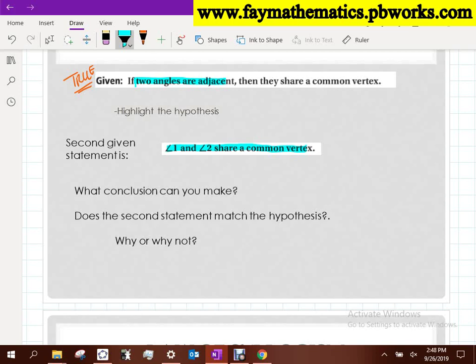So adjacency is more detailed. It's more convoluted than what a common vertex says. Okay? Meaning then these two things do not match. Okay? They do not match. Okay? So if there's not a match, then all you do is say there's no conclusion. I cannot say anything more about angle 1 and angle 2 other than the fact that they share a common vertex, because that's the information provided in the statement. I cannot go on any further. Does that make sense? Okay?